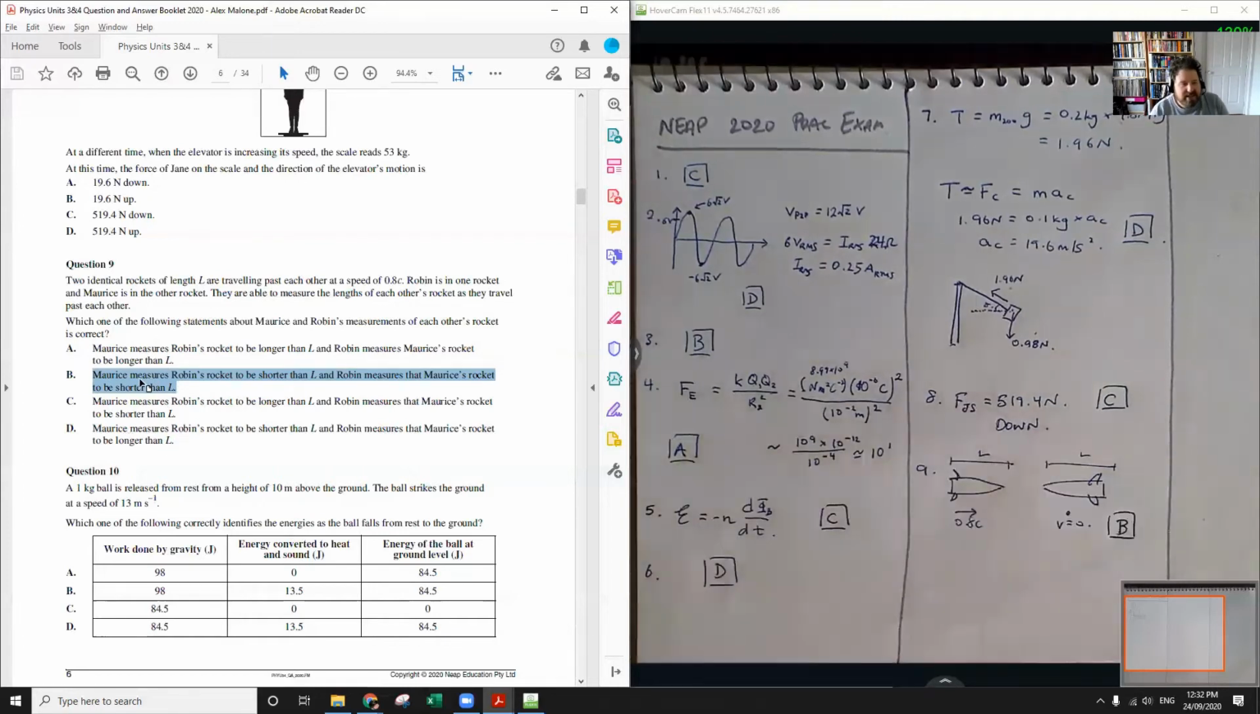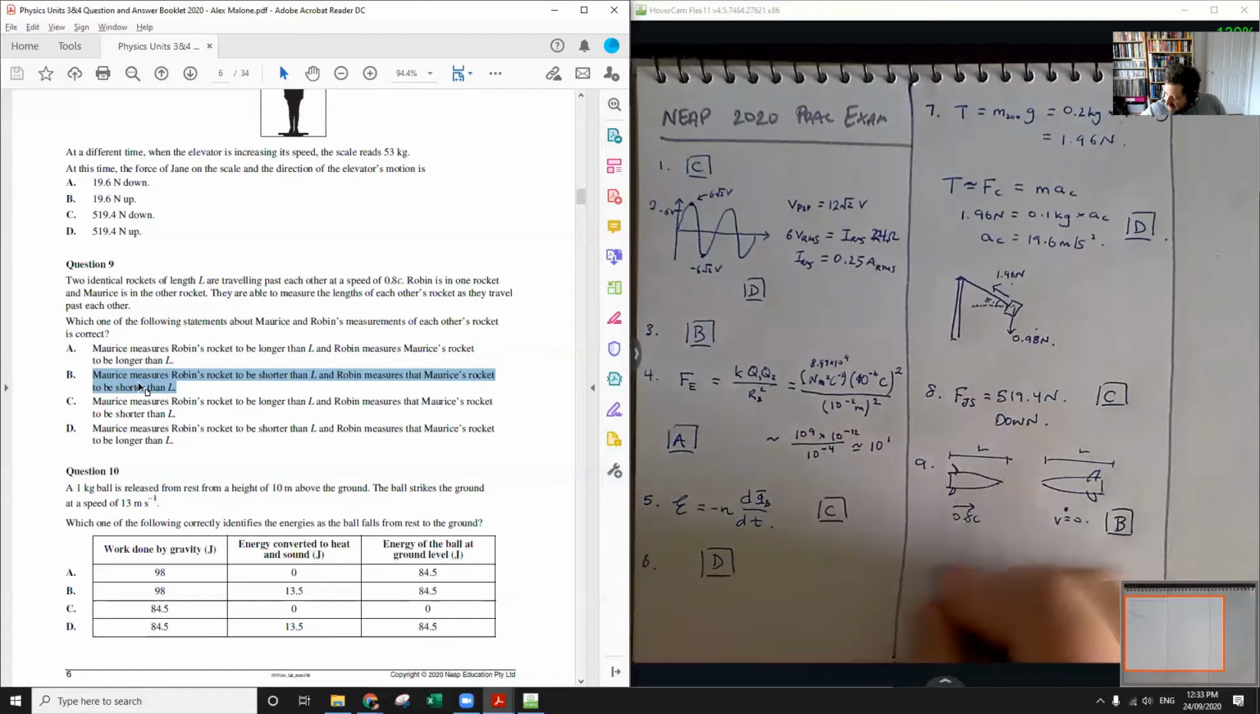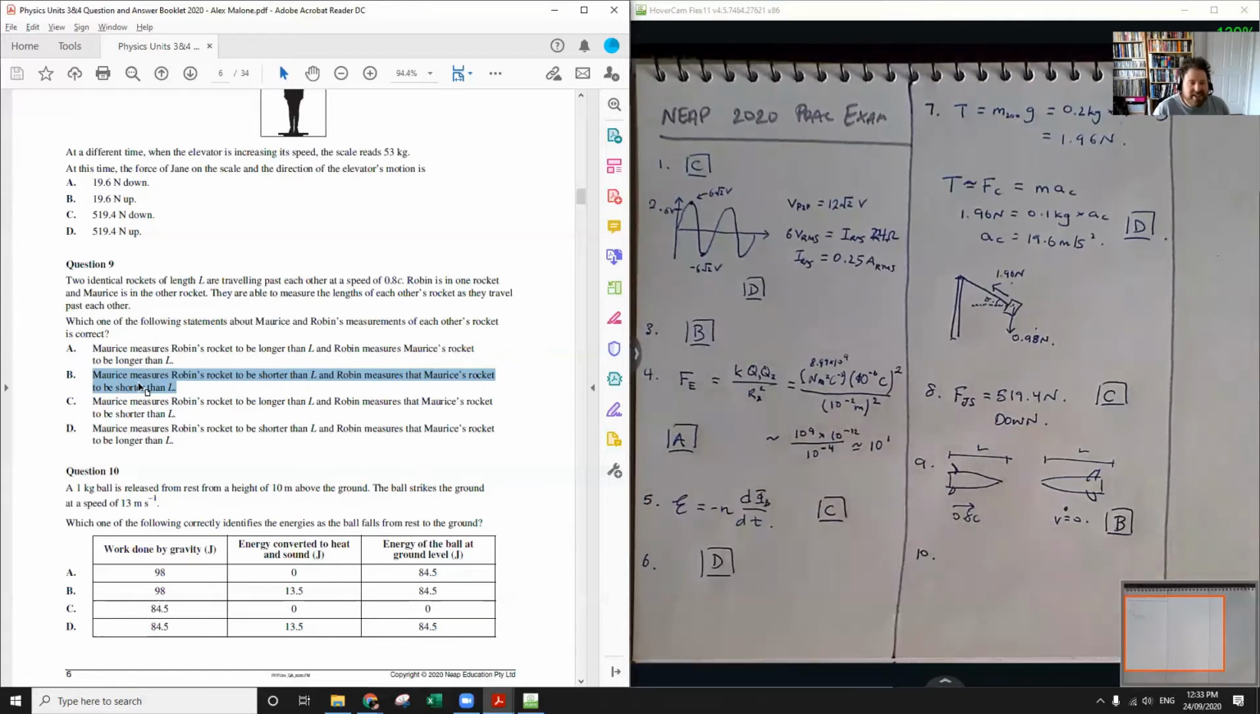There's a lot of details in that question we didn't need. Whenever you're looking at something that's traveling with respect to you, it's length contracted. It is not length increased. Okay. That's why we call it length contraction.